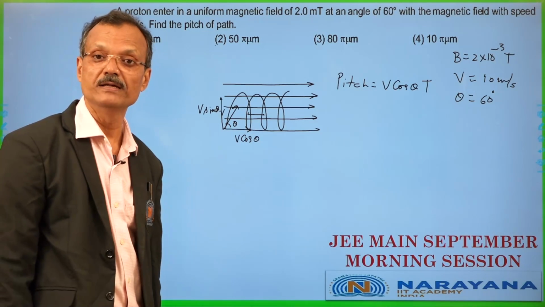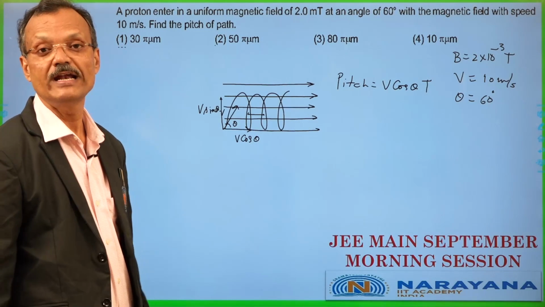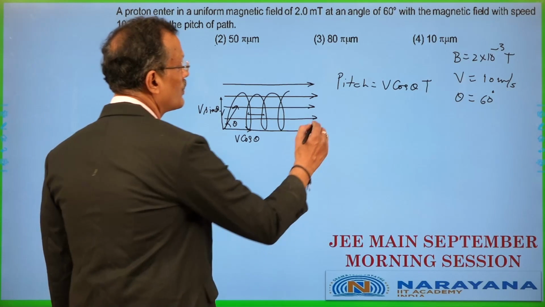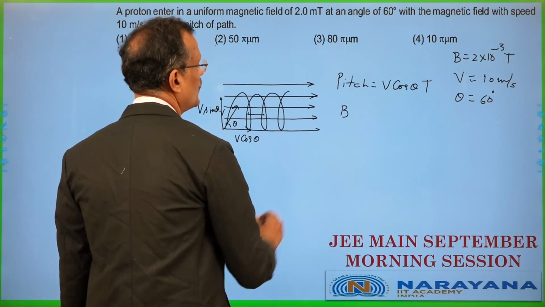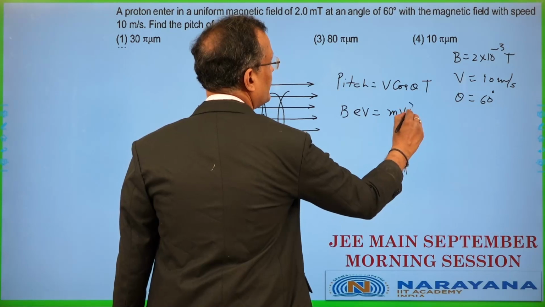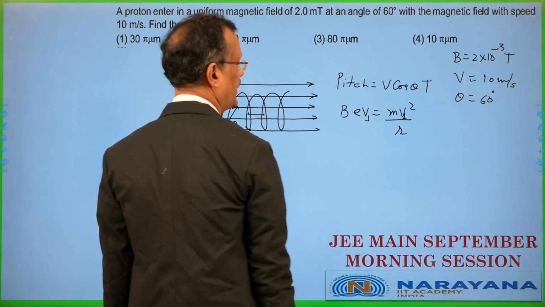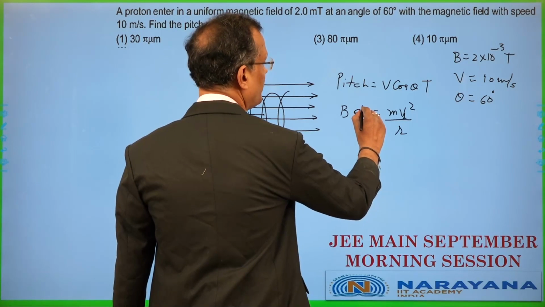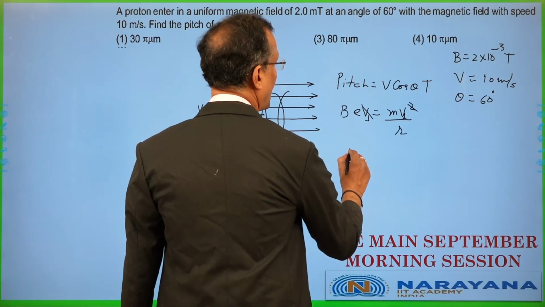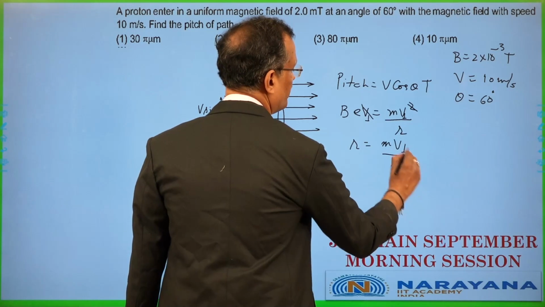For the time period, you will have to find the radius of the circular path. How much is the radius? You know the centripetal force is being provided by the force BQV. So for the proton, BeV will be equal to mv squared by r. With V perpendicular, one V perpendicular is cancelled. Clear to you? So what will R be? R will be mv perpendicular by BE.